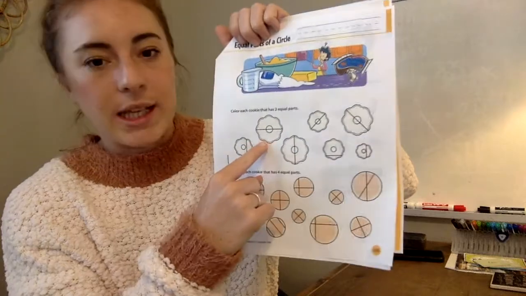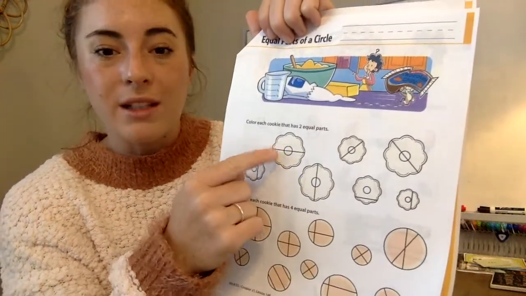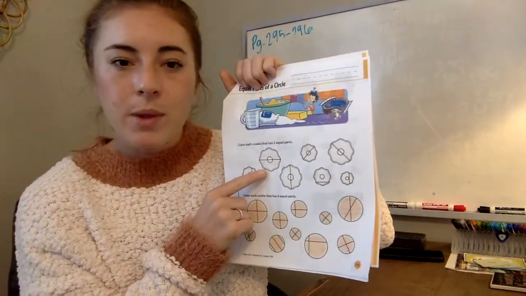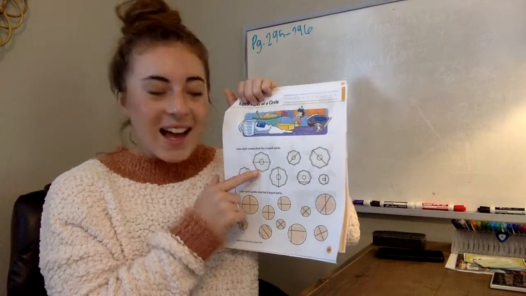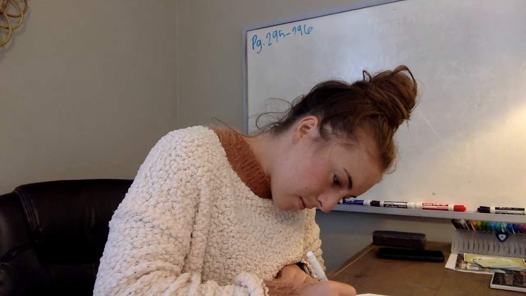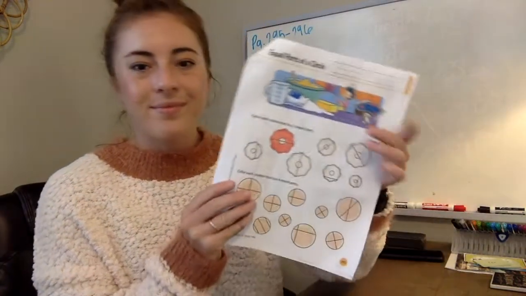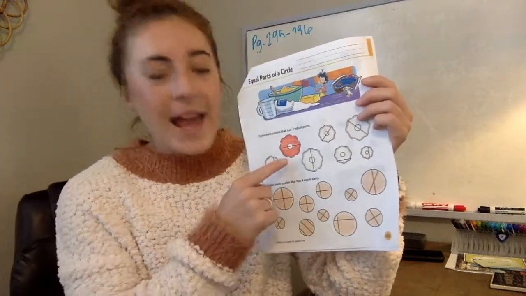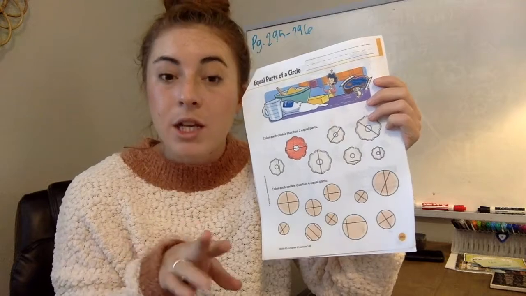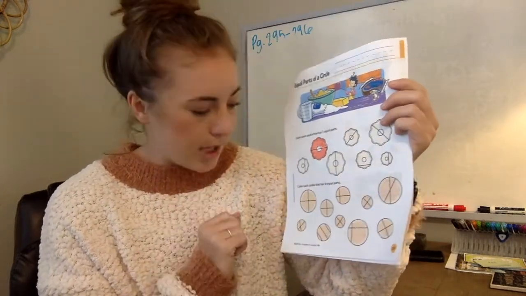What about this cookie? Does this cookie look like it's separated into 2 equal parts that are the same size and the same shape? What do you think? I think so. So let's color that cookie. So go ahead and finish looking through all of the cookies for 2 equal parts. Remember, the equal parts need to be the same size and the same shape.